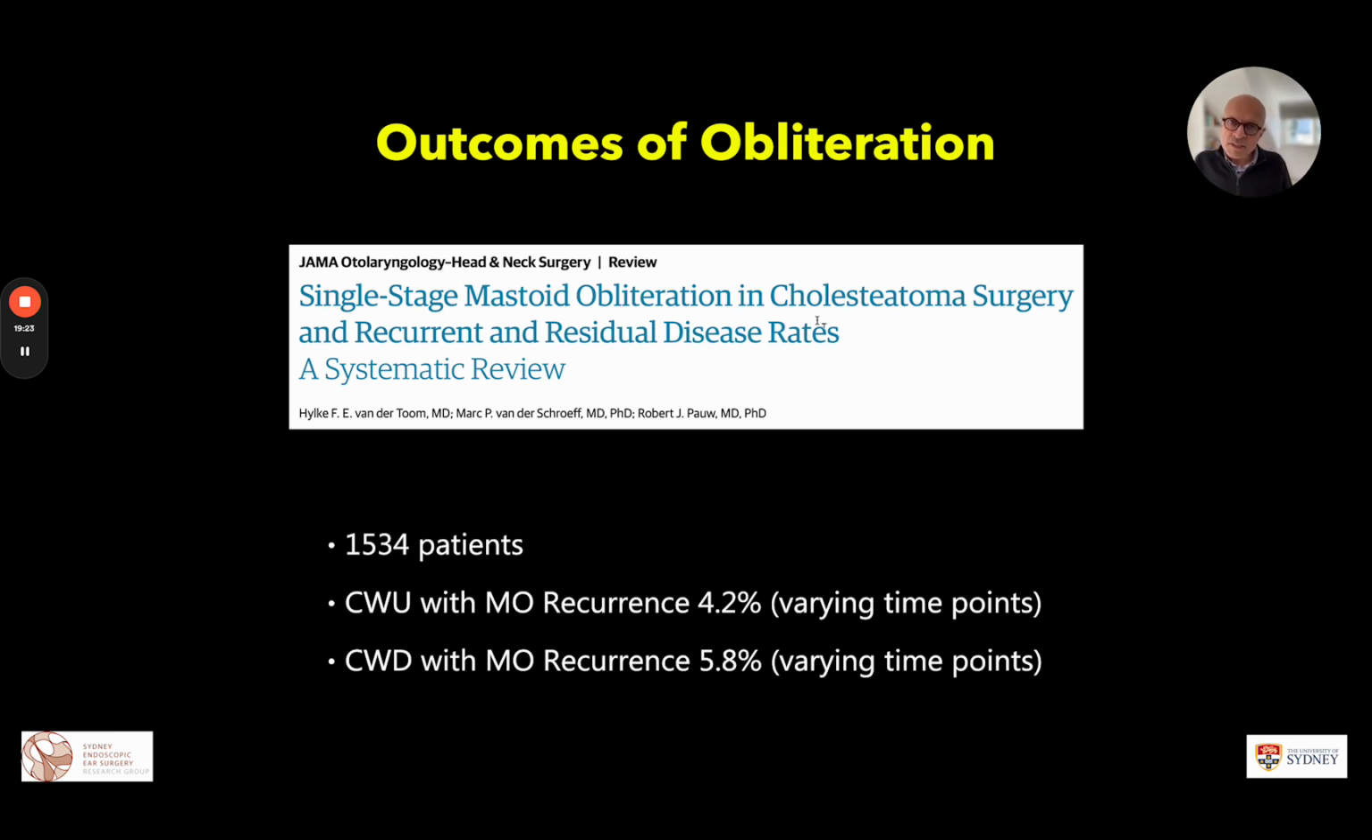Now, the problem with this study, of course, and with all systematic reviews, is that if you have varying results coming in, the systematic review gives you varying results. So the time point for measuring where the recurrence was varied from 1 year up to 10 years. So not clean data for us to get good answers from, but nonetheless useful information. And in canal wall down surgery, we have low recurrence rates once again as well, 5.8%, but again suffering with that same problem of varying time points when we're looking at this data.